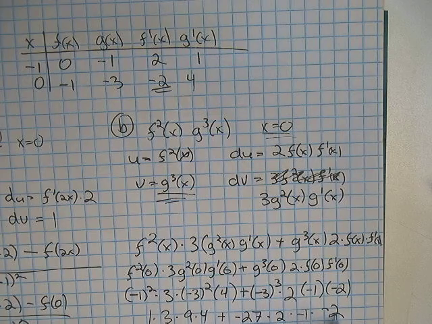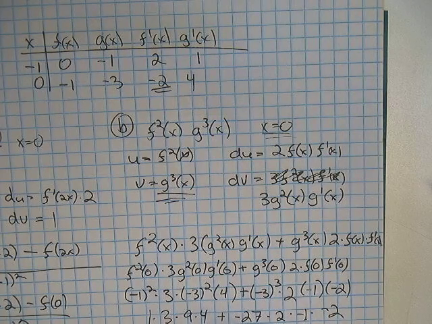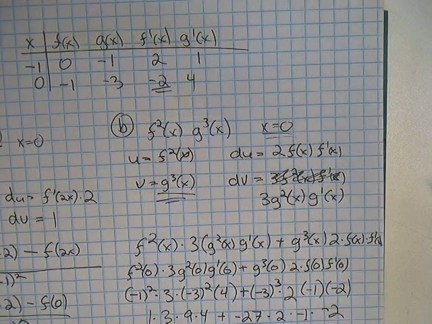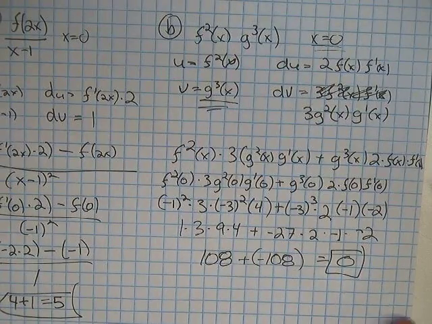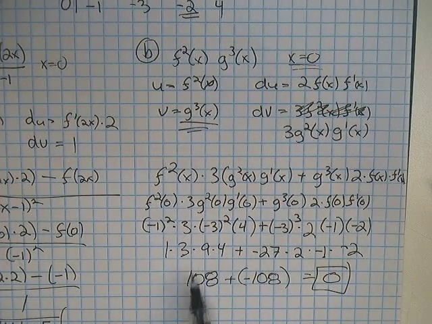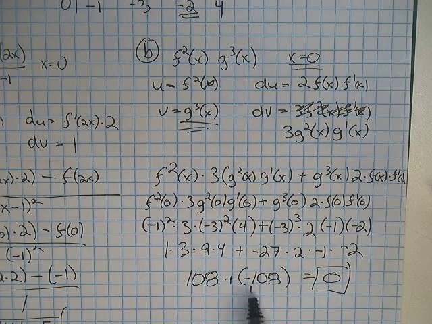3 times 9 is 27, times 4 is 108. Plus 2 times negative 27 is negative 54, times a negative 2 is positive 108, times negative 1 is negative 108. So our answer is 0. Oh my goodness, I'm sorry about that, guys. So I'll leave it right here for a minute. 1 times 3 times 9 times 4 is 108. Negative 27 times 2 times negative 2 is negative 108. We add those together and we get 0.